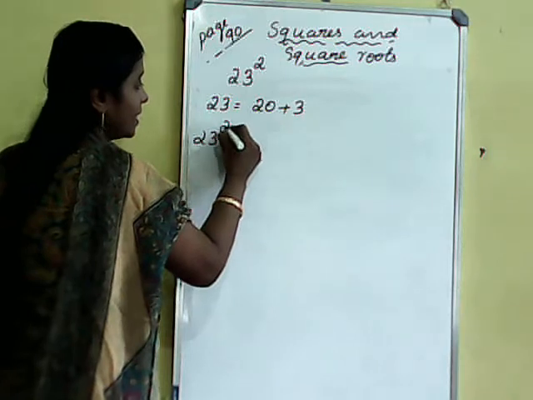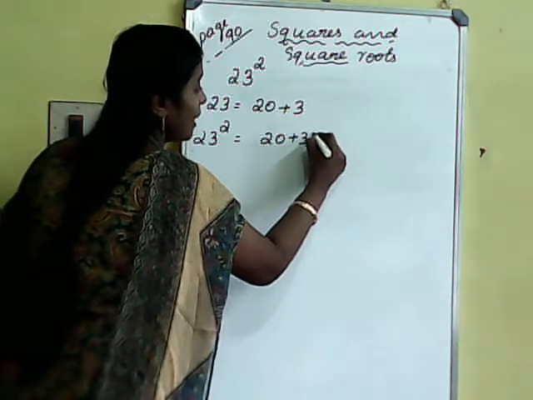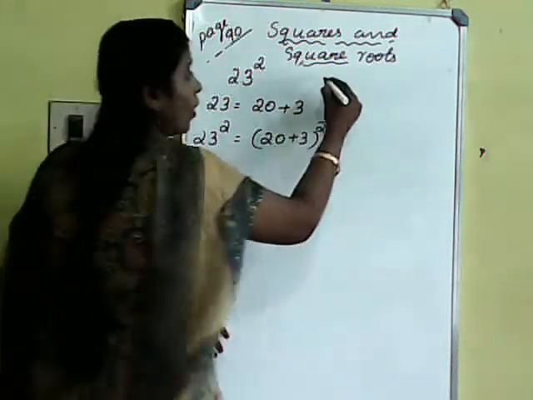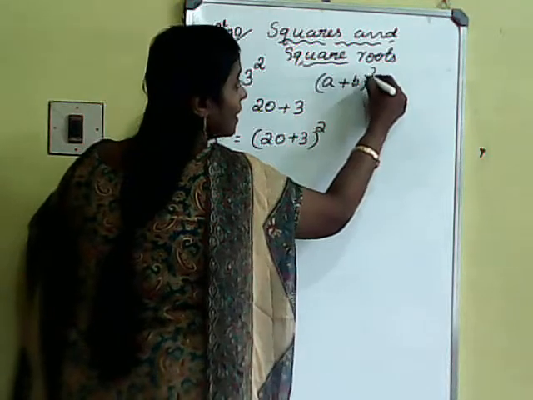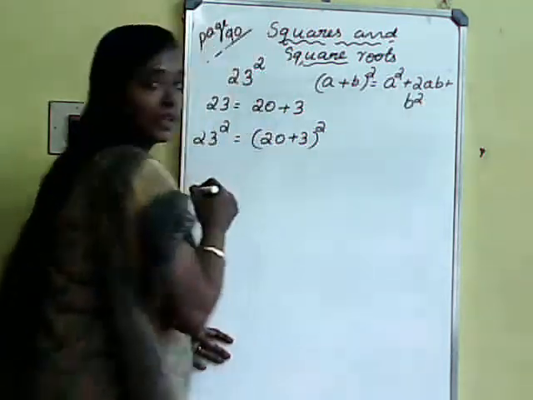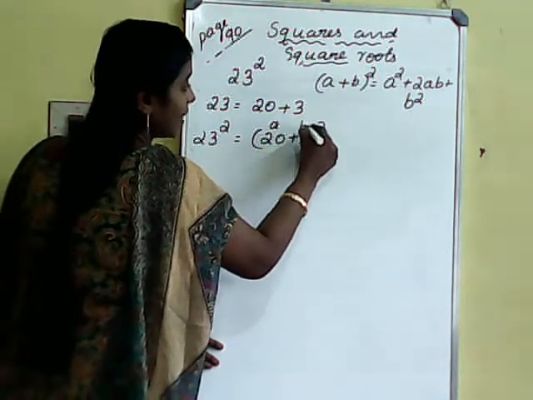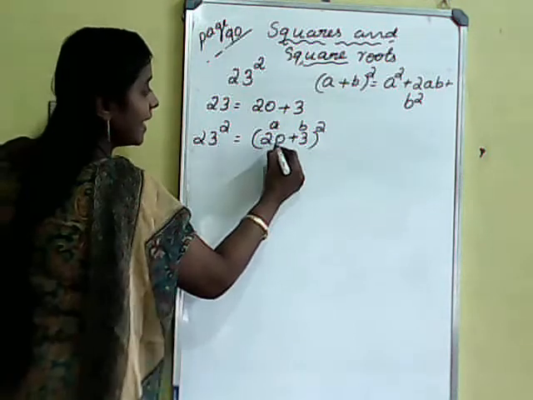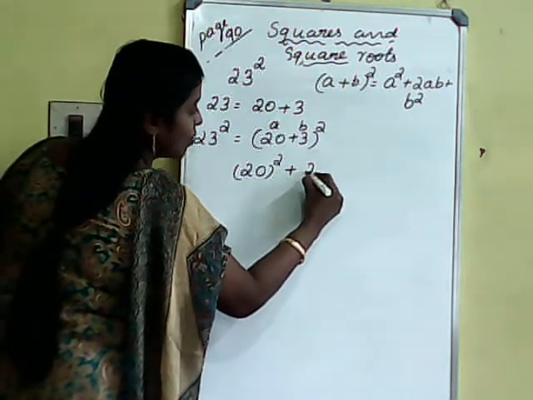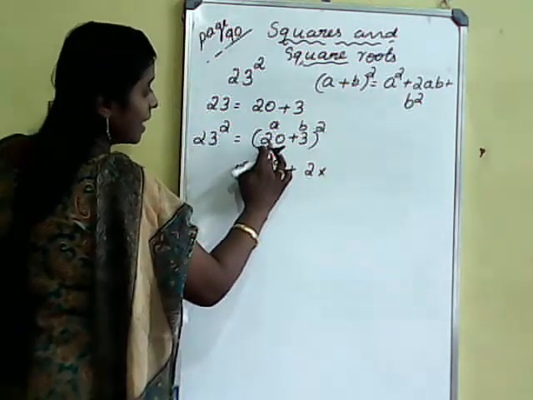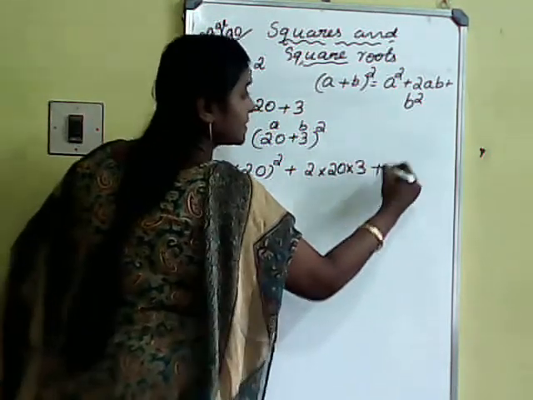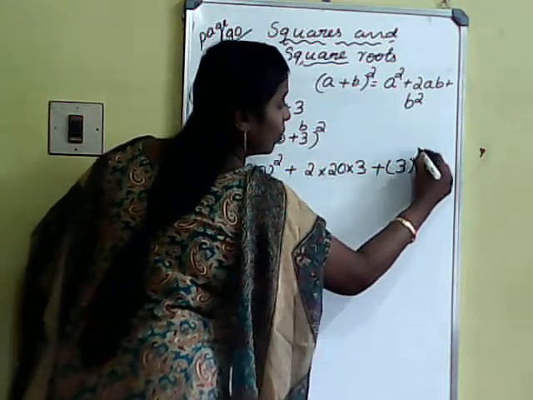So 23 square is equal to (20 plus 3) whole square. Okay, it is a form of the first identity. What? (a plus b) whole square is equal to a square plus 2ab plus b square. Okay, first one here a, here b. Okay, what will you get? a square, 20 square, plus 2 into ab, a is 20 into b, here it is 3. Okay. Plus b square, that is 3 whole square.